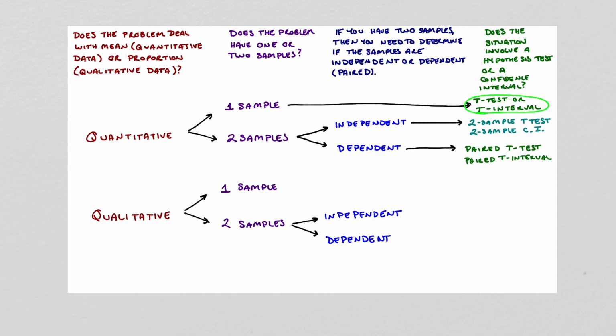So if we have qualitative data and we have one sample, then we are going to go ahead and conduct a one prop z-test or a one prop z-interval. If instead we have qualitative data, we have two samples, and they are independent of each other, we are going to go ahead and use a two prop z-test or a two prop z-interval.